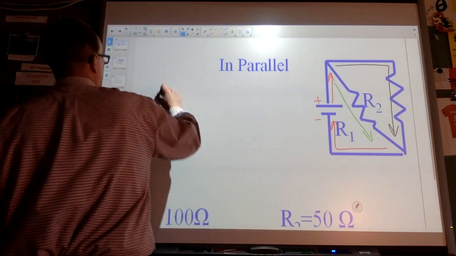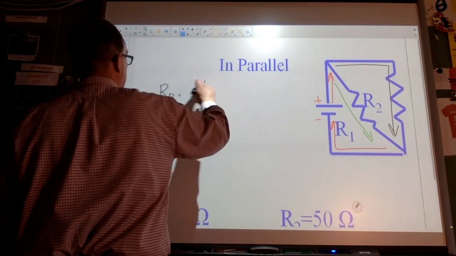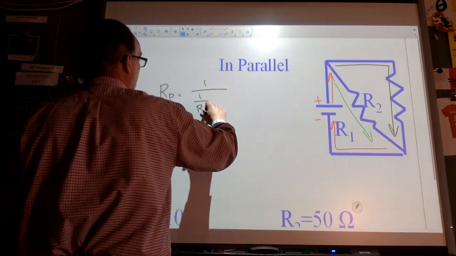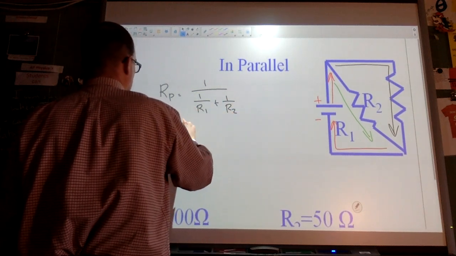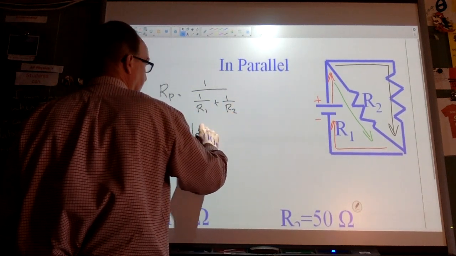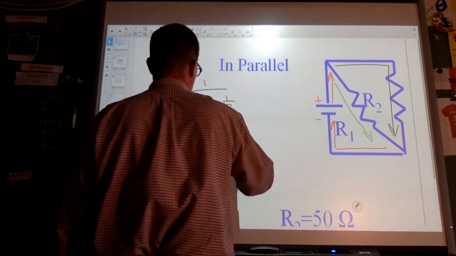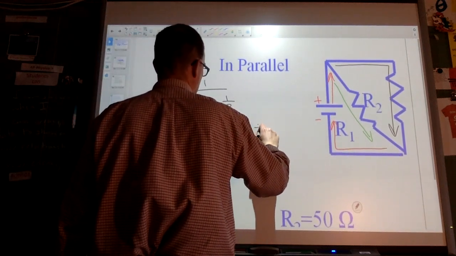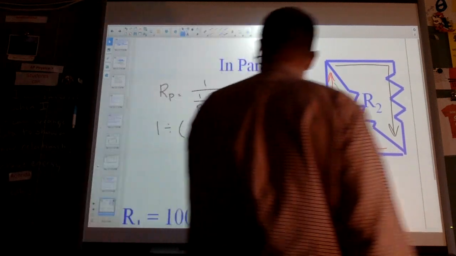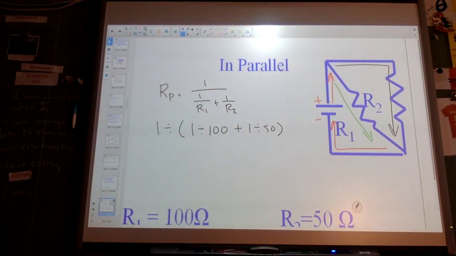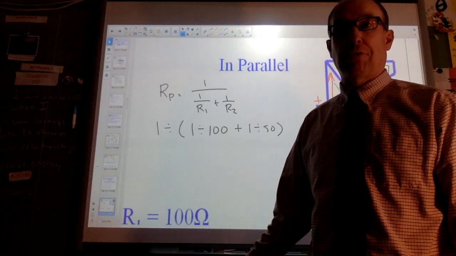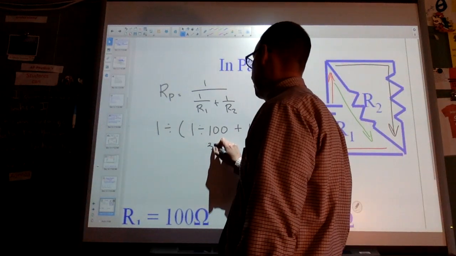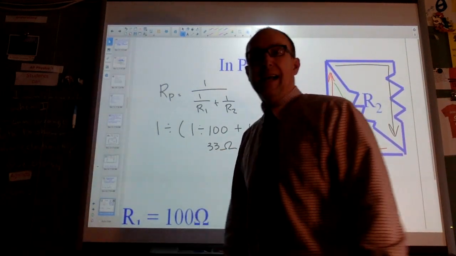So I'm going to say that our parallel is going to be 1 over R1 plus 1 over R2. In your calculator, you'd put it in like this: 1 divided by, parenthesis, 1 divided by 100 plus 1 divided by 50, close parenthesis. And that's going to give us 33 and a third. So we're saying that we would get the same thing.